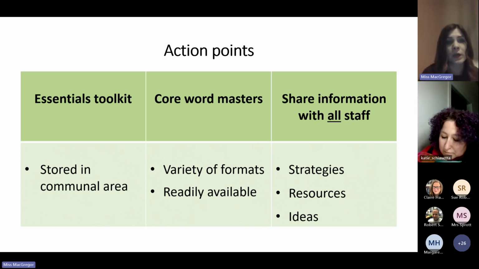So the Essentials Toolkit, we've got our own. I think we might actually have two now, and it's stored in a communal area. So that includes the things that I mentioned, like the Velcro, batteries, screwdriver, some other bits and pieces, some tools. And the Core Word Masters, we have a shared Google Drive that we use for communication. So there's a variety of formats of visual supports, different grid sizes, and for different technologies, different overlays. So that's all there and accessible to staff. And we also have printed versions that are ready to be photocopied in a communal area.